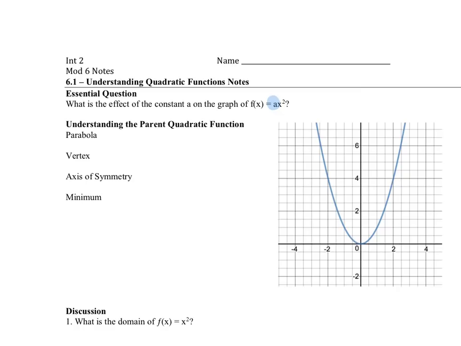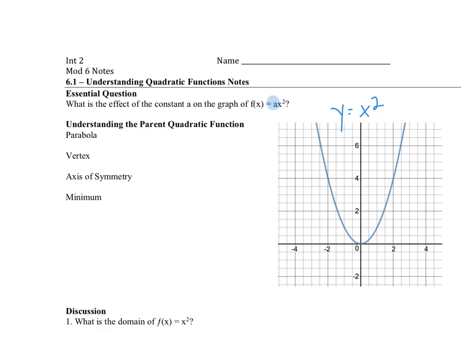Before we jump into that, let's understand our parent quadratic function, just the equation y equals x squared. This shape here is called a parabola. Some of you will call it a U shape. I can see where you see that U shape.